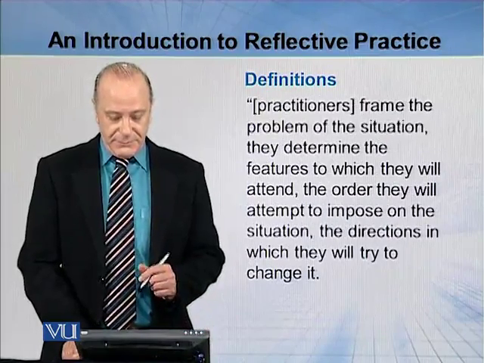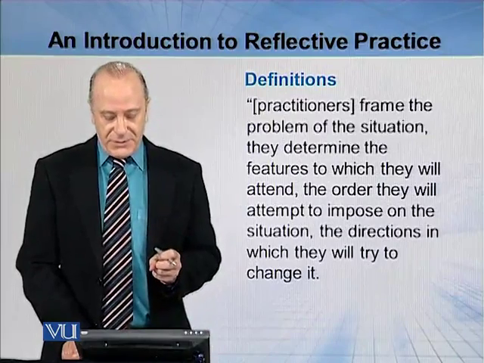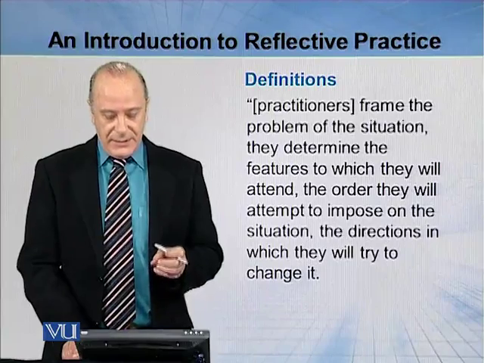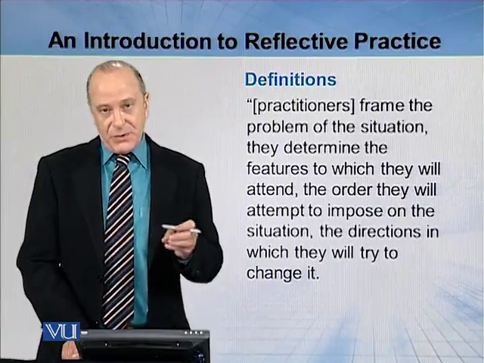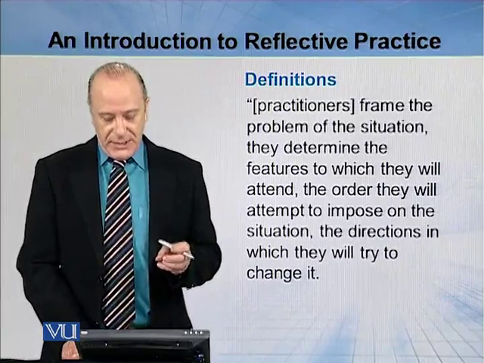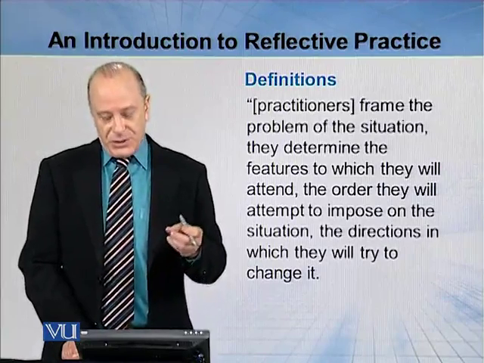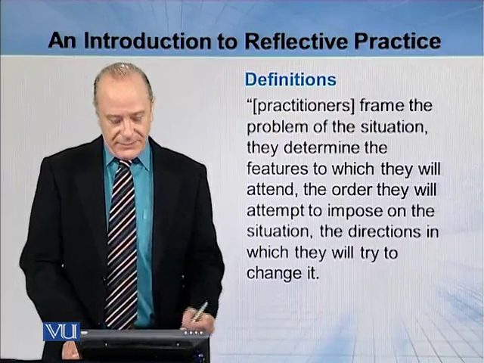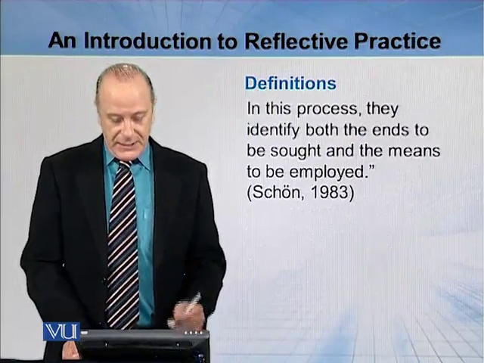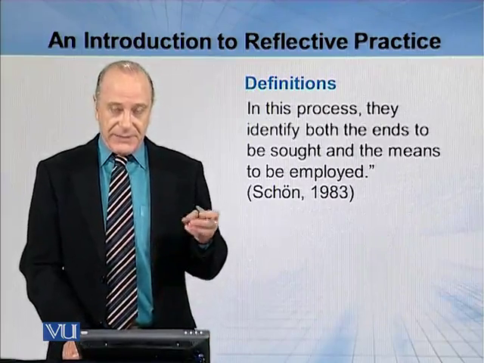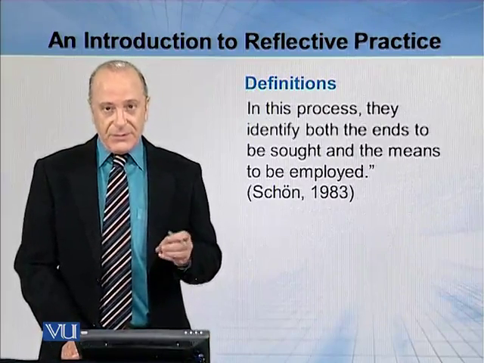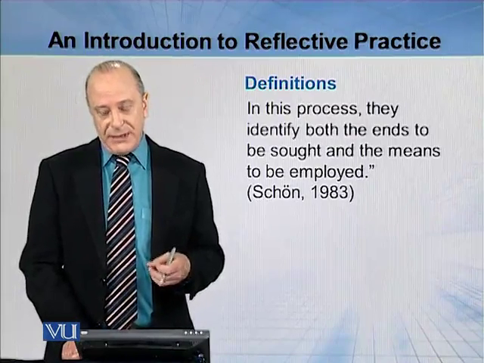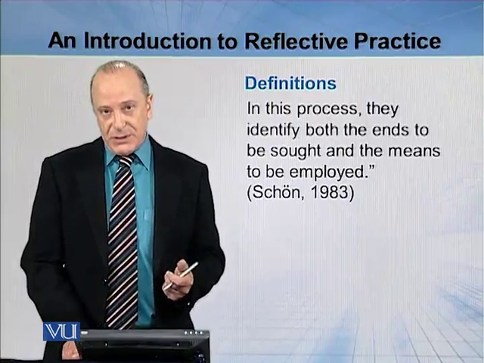For example, practitioners frame the problem of the situation. They determine the features to which they will attend, the order they will attempt to impose on that situation, and the directions in which they will try to change what happened. This is what reflective practice is about. In this process, they identify both the ends to be sought in reflection and also how reflection will take place, the means by which reflection will occur.